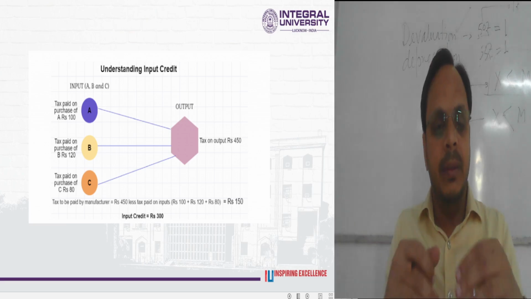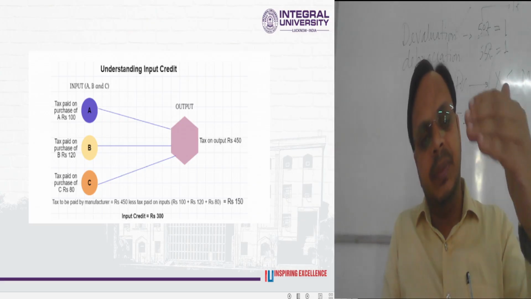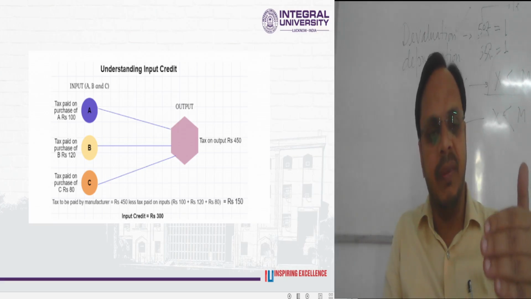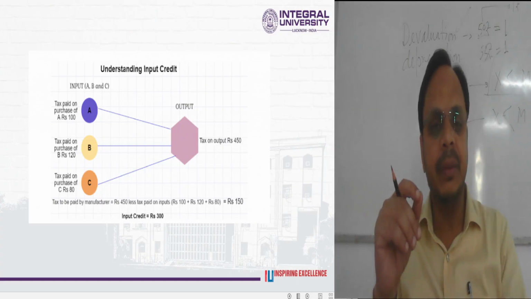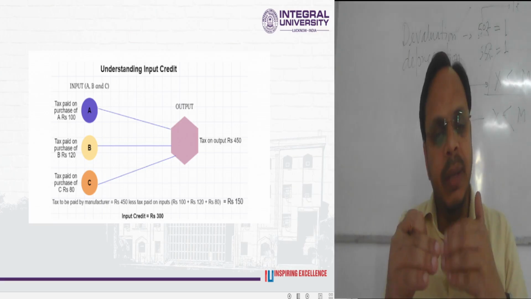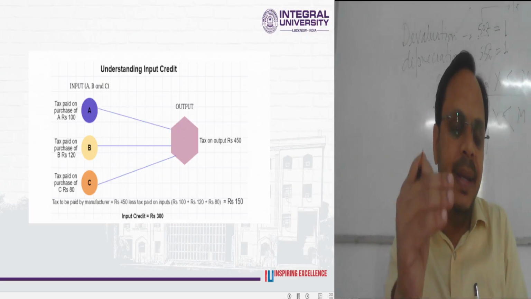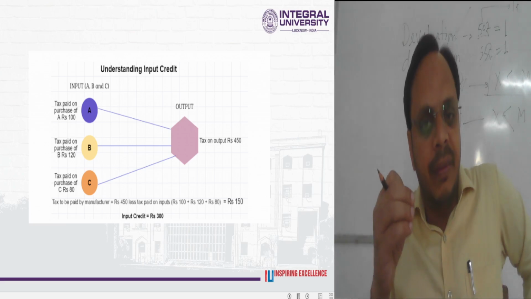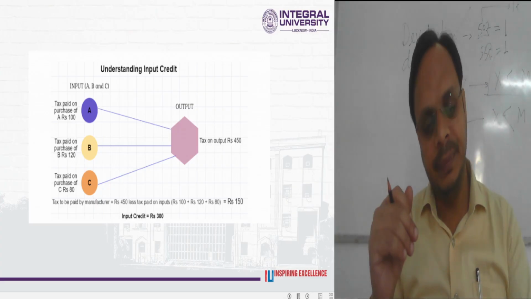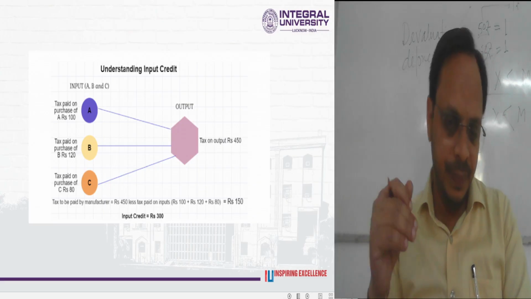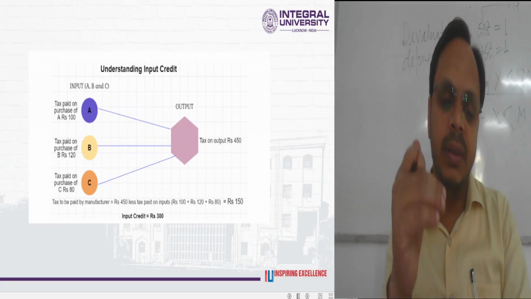Suppose a manufacturer paid different taxes at the acquisition of various kinds of goods. For example, as per the given picture, inputs A, B, C. In order to make the final product, tax already paid on the purchase of input A is rupees 100. At the time of acquisition of input B, tax paid is rupees 120. On the acquisition of product C, tax paid is rupees 80.